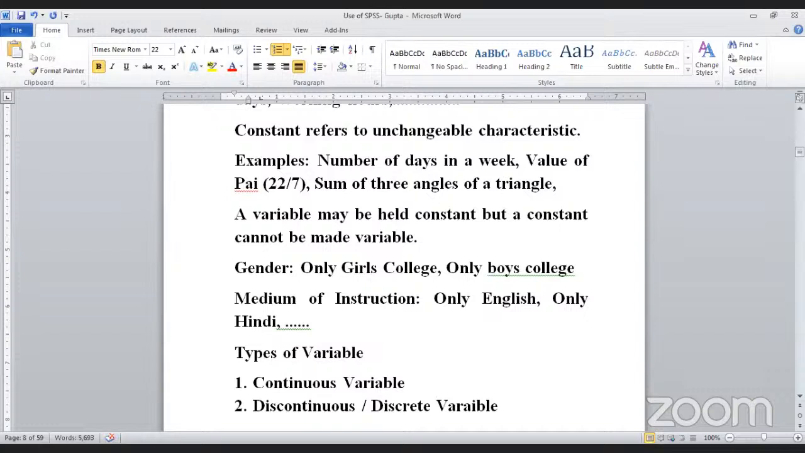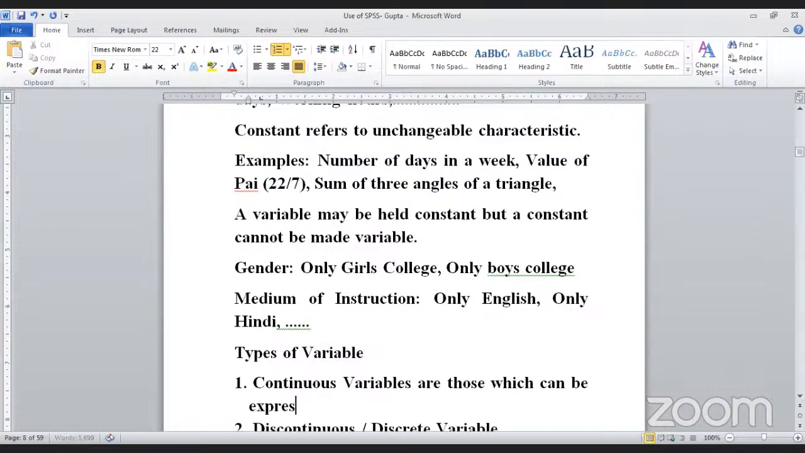Now, these are the two types of variable which are everywhere, whether you are doing a philosophical research or a survey research or a historical research or case study research or experimental research, any type of research, qualitative research, quantitative research, no problem at all. So these are the two types of variables which are everywhere. So continuous variables are those which can be expressed both in whole number as well as fraction.